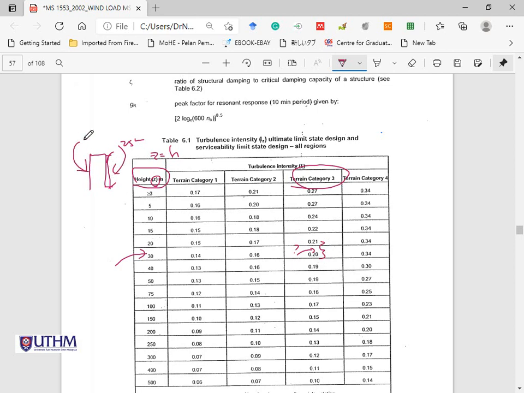Meanwhile, for the windward side, you need to calculate it 7 times. You need to determine it 7 times for each level, for each story. 4 meter, 7.5 dan sebagainya sampai up to 25. Faham ya? So windward. Okay.